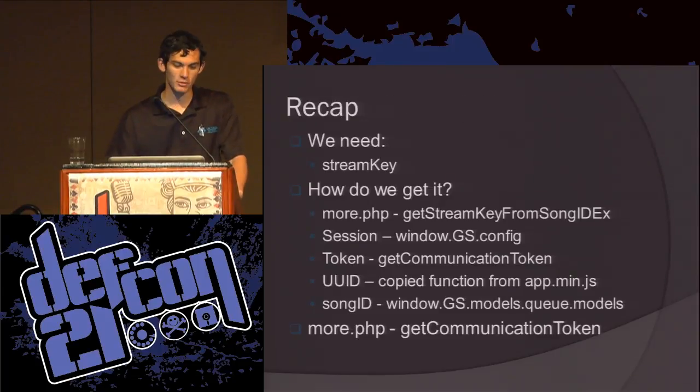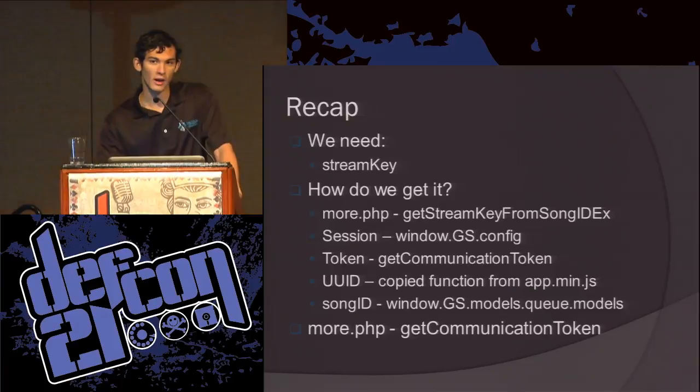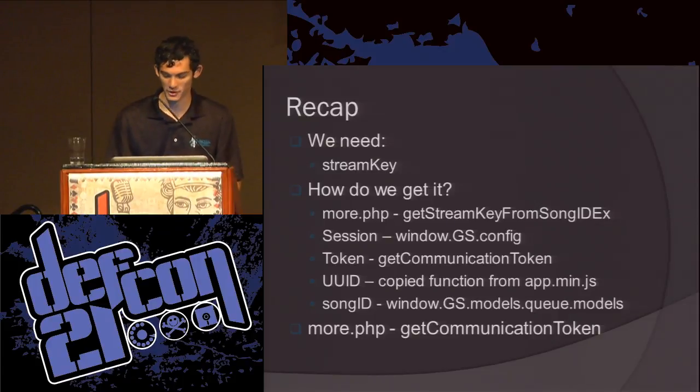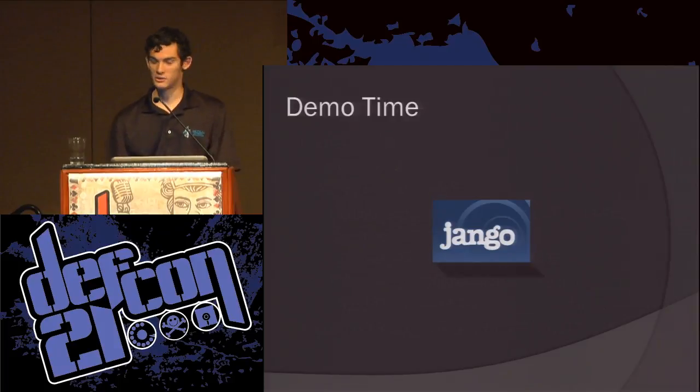And to just recap, we needed the stream key, and we got that by finding these 4 variables which were just in the JavaScript, and the secret key was needed to get the token. So we have everything, and with this information you can generate the request. But I can't show you an exploit code, so we're just going to go straight to a demo.